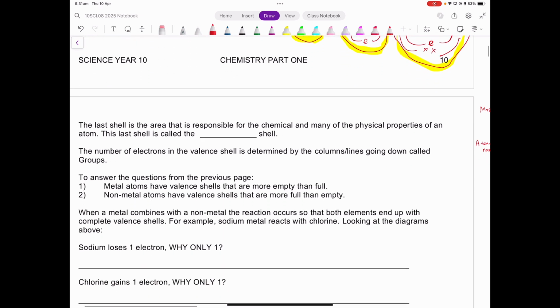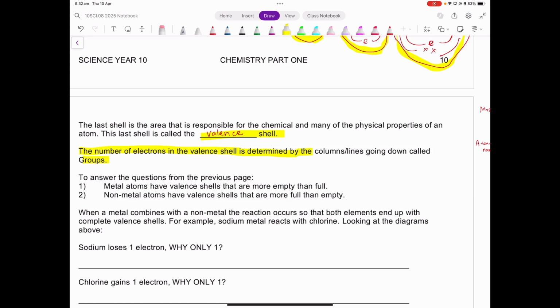So, as we've just discussed, the last shell is the area that is responsible for many of the physical properties of an element. Now this last shell, we just said, is known as the valence shell. I'm going to highlight that because that terminology is so important. When you're writing responses, it's really important that we use the correct terms. And so instead of saying the outermost shell, I want to hear the word valence. Now, the number of electrons in the valence shell is determined by the groups. That's what we've just written.